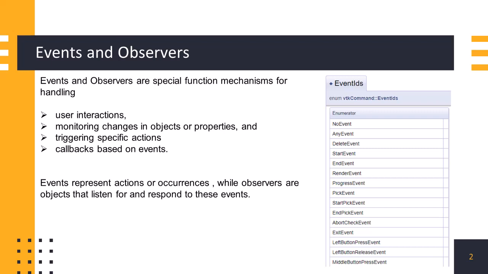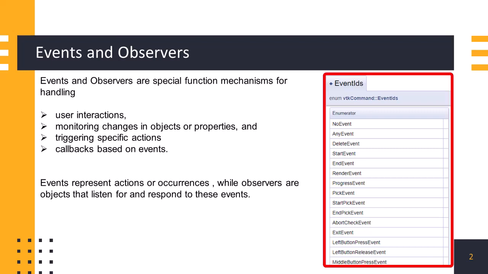Events represent specific occurrences or actions, such as mouse clicks, key presses, timer ticks, or custom events triggered by the application, while observers are objects that listen for specific events and execute callback functions when those events occur. They can be attached to various VTK objects, such as renderers, render windows, actors, interactor styles, and custom classes, to perform custom actions or update the application state.